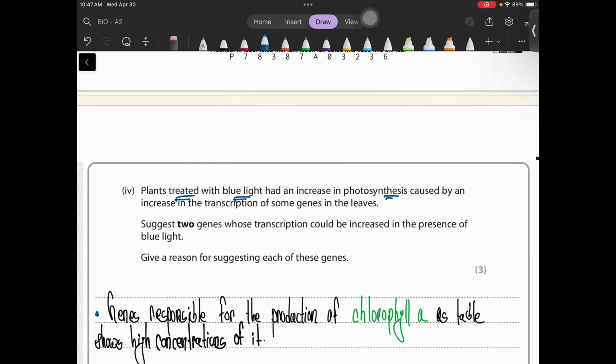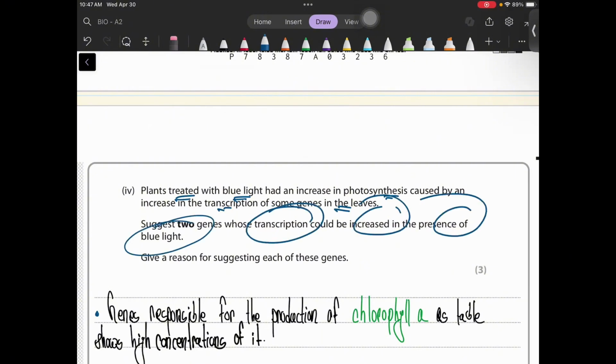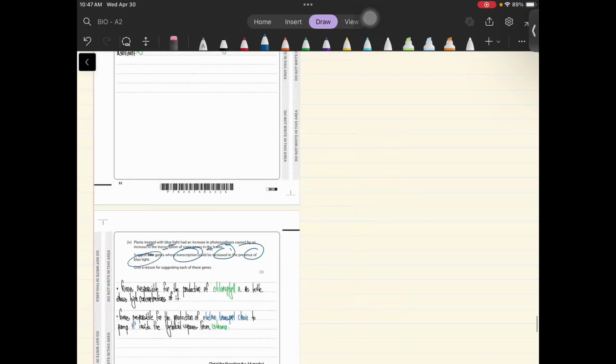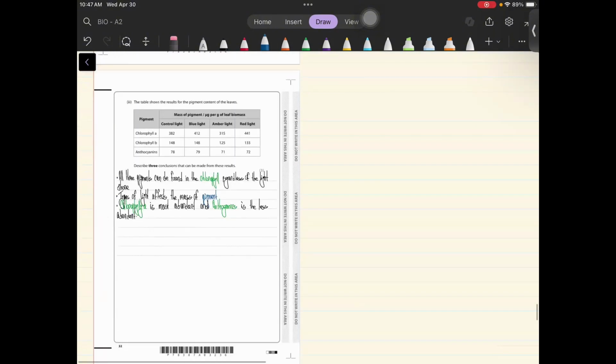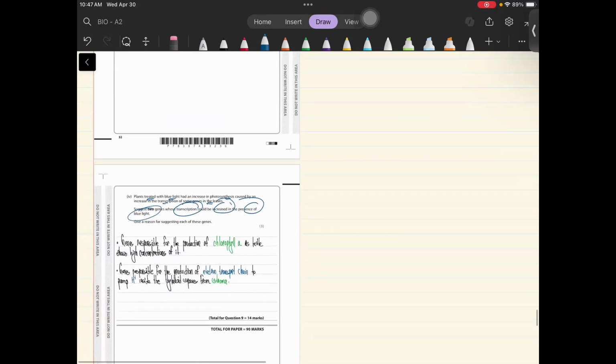Photosynthesis is caused by an increase in transcription of some of the genes. So, two genes whose transcription could be increased in the presence of blue light. First thing is chlorophyll a. Chlorophyll a absorbs blue and red light. So the genes responsible for the production of chlorophyll a would be higher as well.